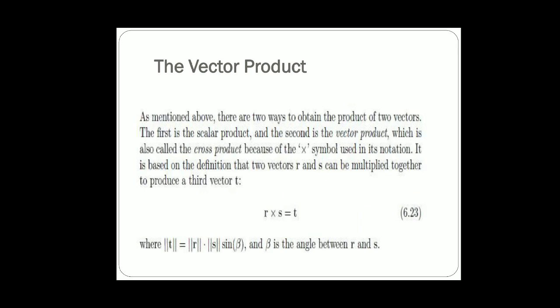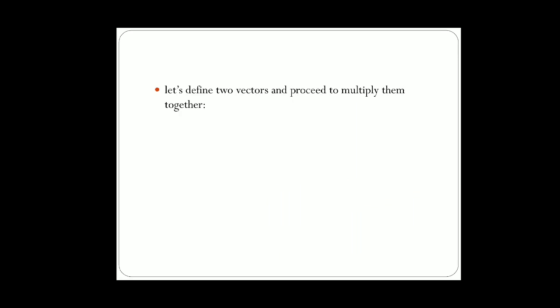It is based on the definition that two vectors r and s can be multiplied together to produce a third vector t. By multiplying two vectors r and s, we get a third vector t, where the magnitude of t is equal to the magnitude of r times the magnitude of s times sine beta. Here beta is the angle between r and s.